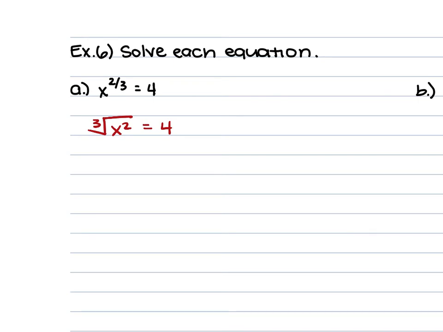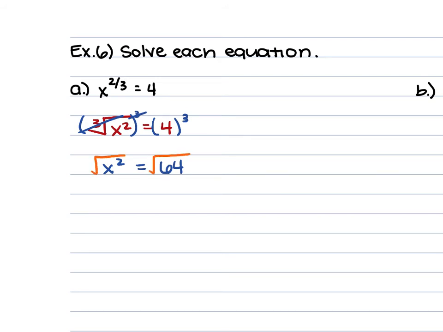We want to get rid of that cube root to start with, so raise each side to the power of the index, which is 3. That cancels the radical and the power out, so we just have x squared is equal to 4 cubed, which is 64.